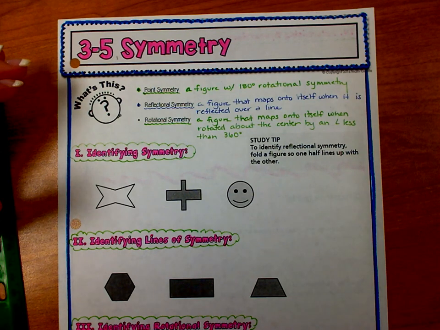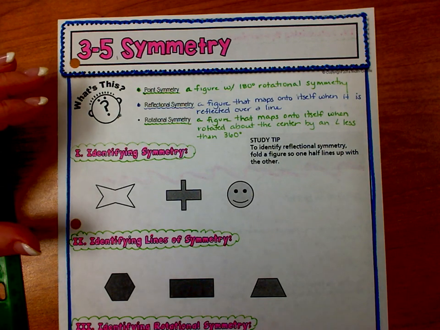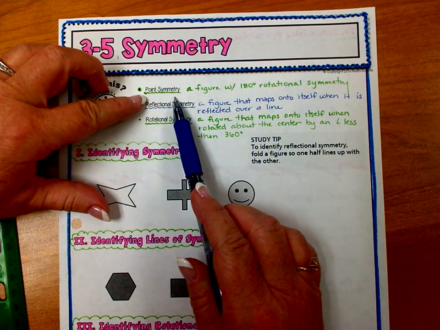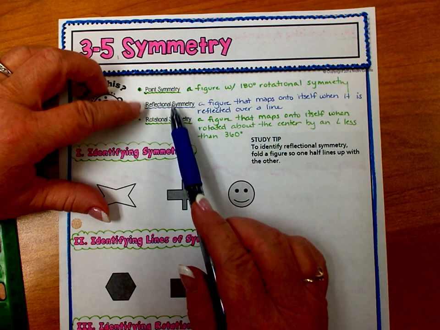Welcome to the last lesson in the Transformations unit. Lesson 3.5 discusses symmetry, specifically three types. Point symmetry is a figure with 180-degree rotational symmetry.